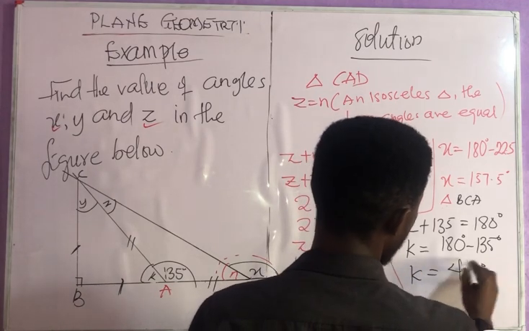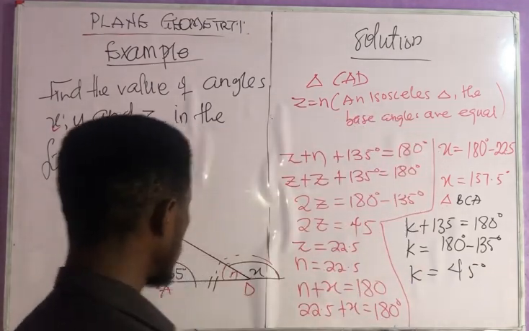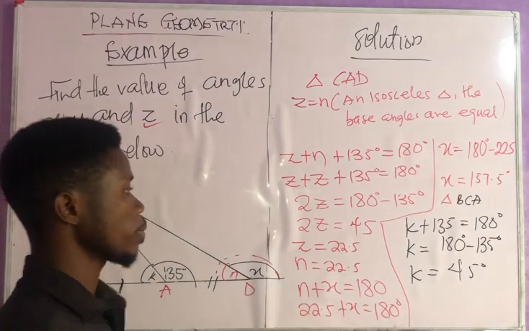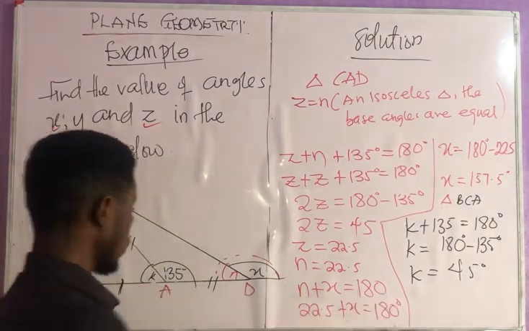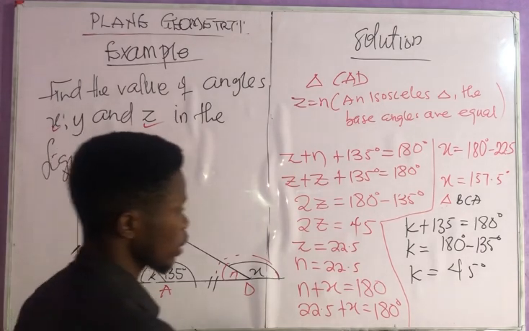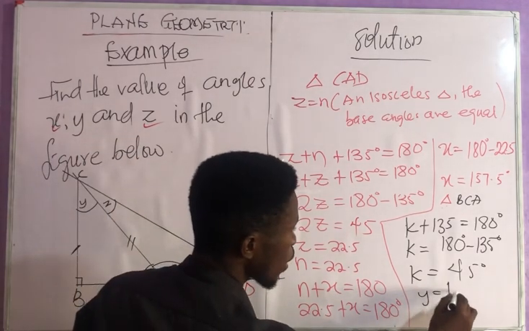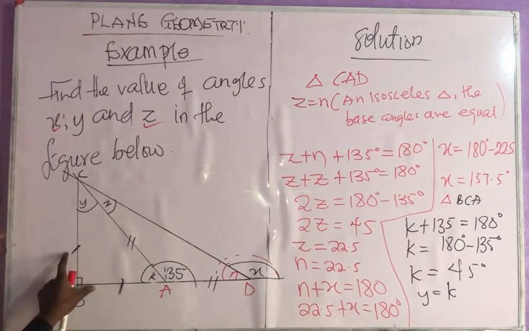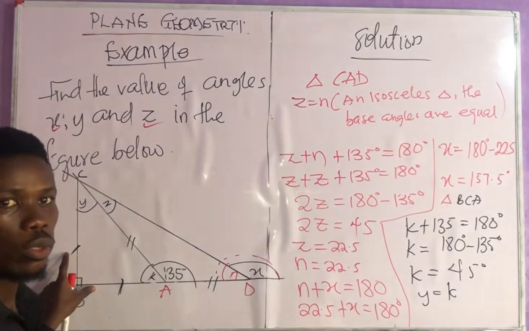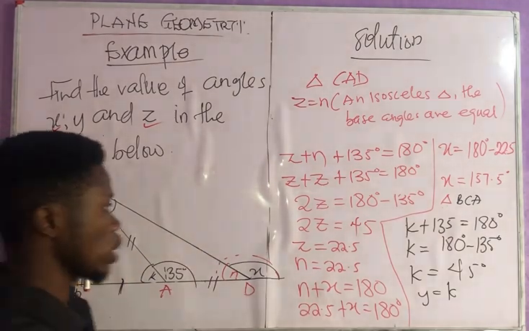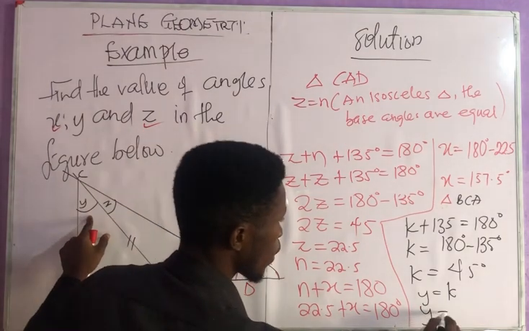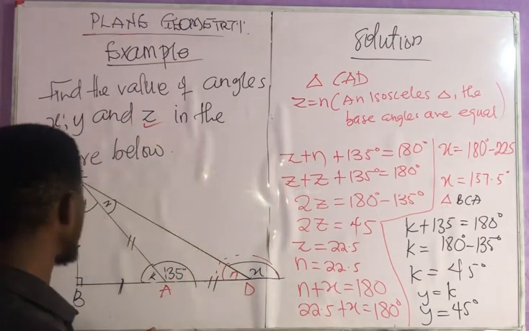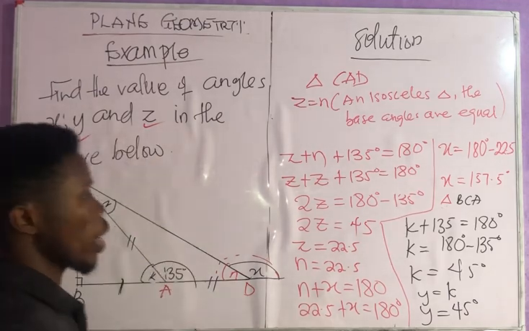45, right? Okay. So you are getting 45 degrees here. Now, we are saying that y is equal to x. Why are you saying that? Because this and that, the triangle there is an isosceles triangle, and for an isosceles triangle, the base angles are the same. Therefore, my y is also equal to 45 degrees. So, we have also solved for y.